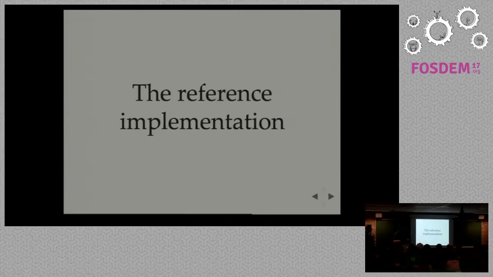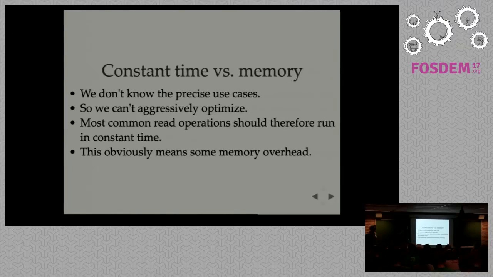Okay, so this leads us to how we implemented the reference library, how we implemented the specification. In JavaScript, for anyone to use, the reference implementation that you can download and use by doing npm install graphology. The main issue we had concerned constant time versus memory. Because we don't really know what the users are going to do with the graph, we can't aggressively optimize for some use case. So we decided we are going to support everything in constant time.